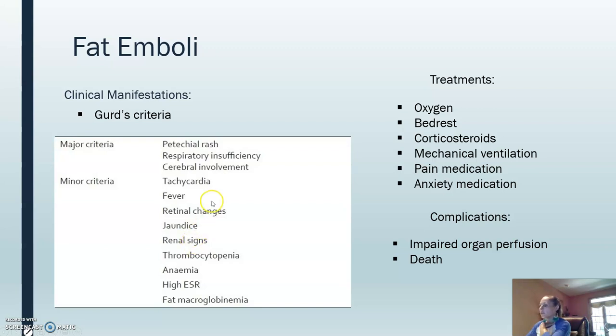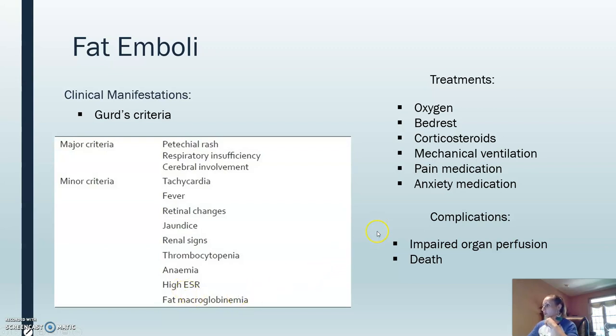We may see a petechial rash, which looks like a splattering of blood right on the surface of the skin, and you might see that on the chest and the neck area. They may have some trouble breathing, some change in mental status, tachycardia, maybe a mild fever, not a high fever. Usually, they may have some vision changes, jaundice, renal failure, thrombocytopenia, anemia. They may have a high sedimentation rate, which indicates inflammation, and they may have fat in the blood.